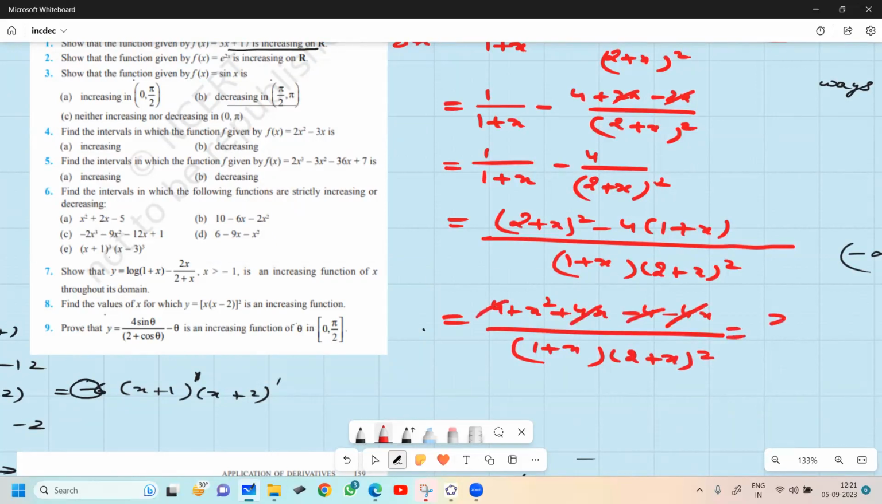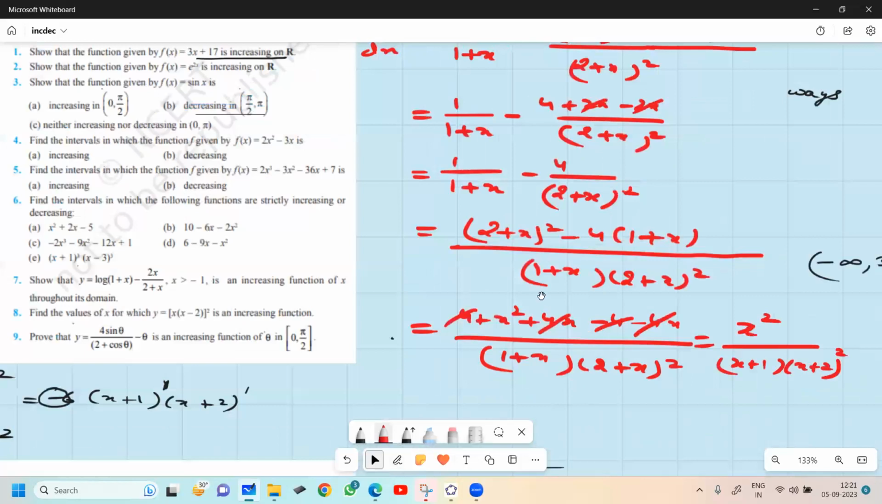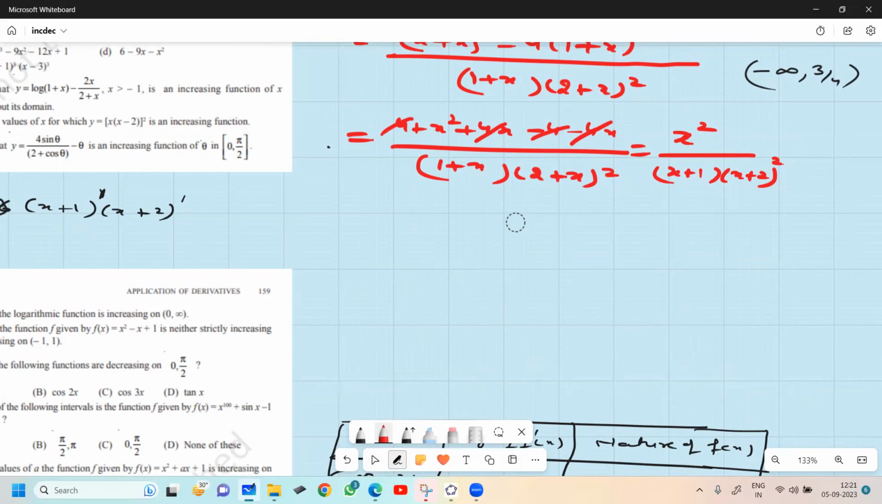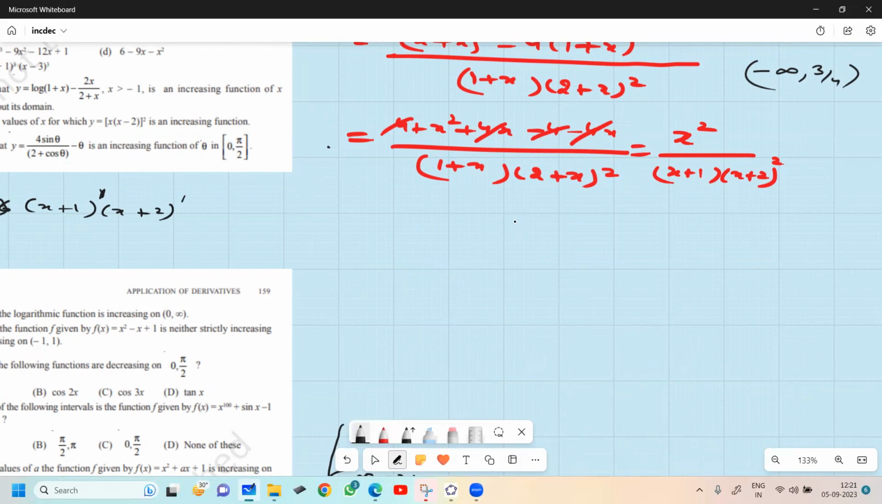So I am getting final, after calculating all my cancellations, this. This is your final f dash x, dy by dx, after calculation. Now, in this, we will not find out zeros. What will we do? We know that the square of a number is always positive. So we will say x square and (x plus 2) square whole square is always positive, being square numbers.